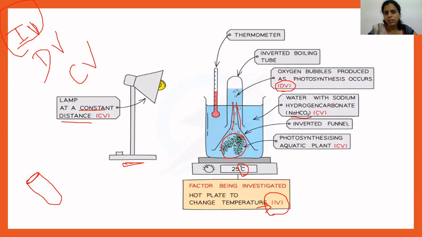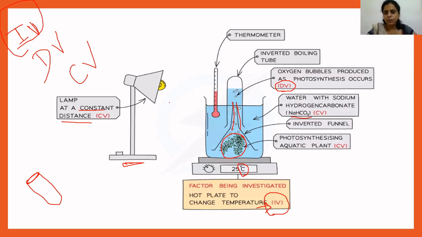Then you can start with 10 degrees Celsius. In the first 1 minute, how many oxygen bubbles were produced? To take the reading, you actually have to count the oxygen bubbles produced here. You can easily notice the production of oxygen bubbles after placing the entire setup in bright sunlight. You have to take 2 readings at every temperature, and then find the average of the 2 readings at every temperature to get the mean value.